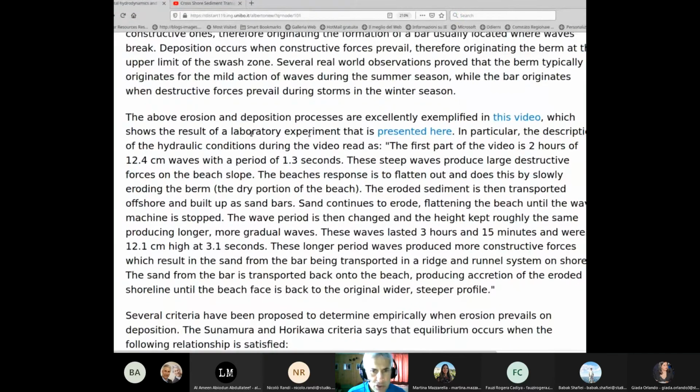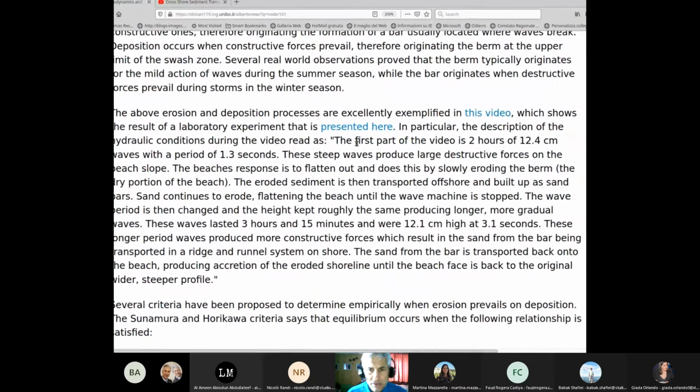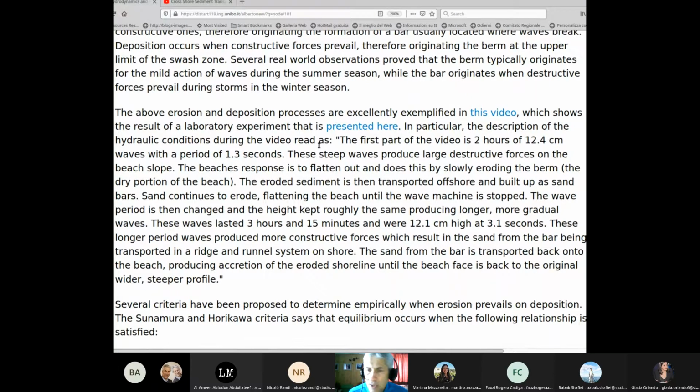Because there is in the web page the caption that I can't find here. So let's read what the video is presenting. So the first part of the video is 2 hours. It's 2 hours in the natural time scale. Keep in mind that when you make a lab experiment with a small scale model, which means that you reproduce what is happening in a smaller geometrical scale, when you reduce the geometric scale of an environment, you also change the time scale. This is something that comes from the theory of small scale models.